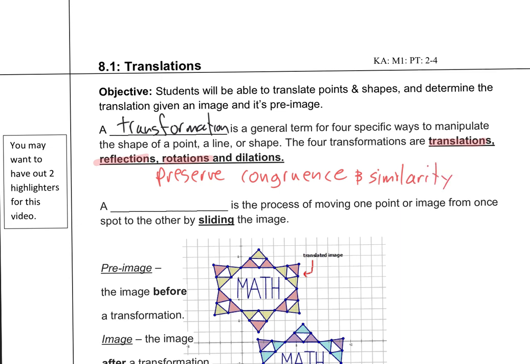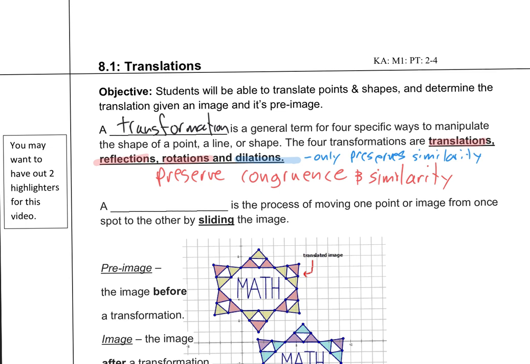Similarity is when two figures have the same shape but different sizes. And then we could say that this one, dilation, only preserves similarity. Again, we'll focus more on this later.